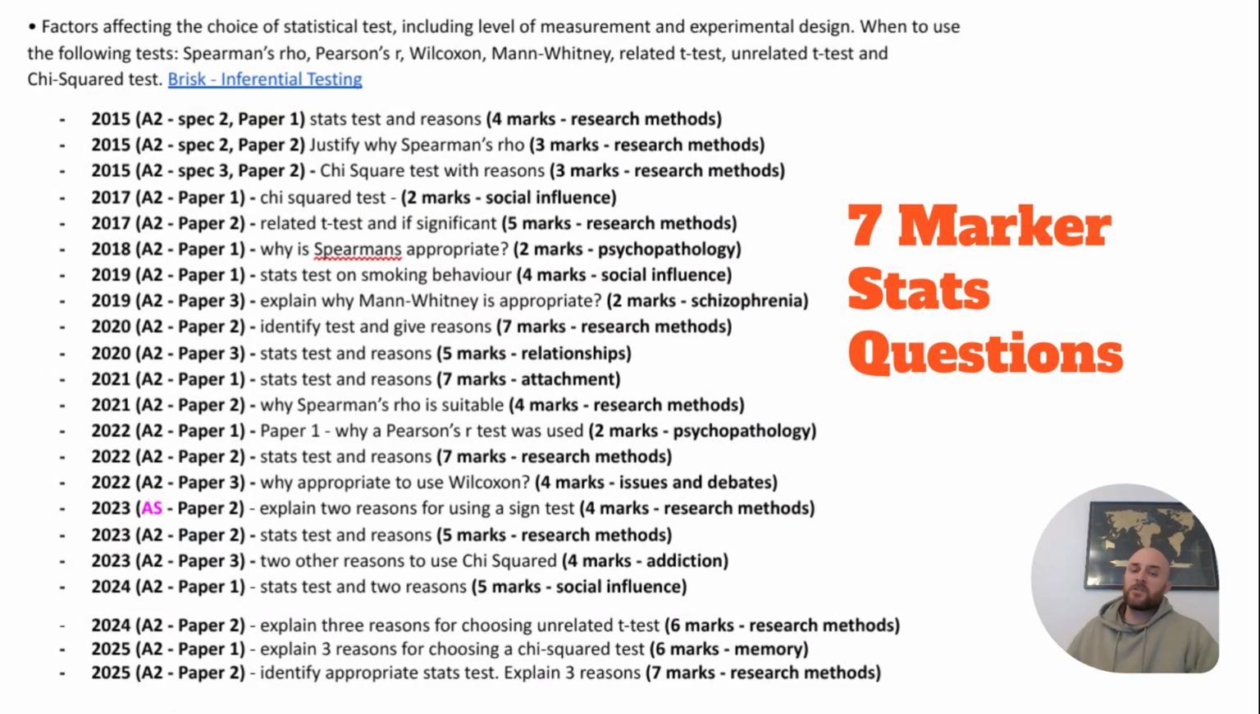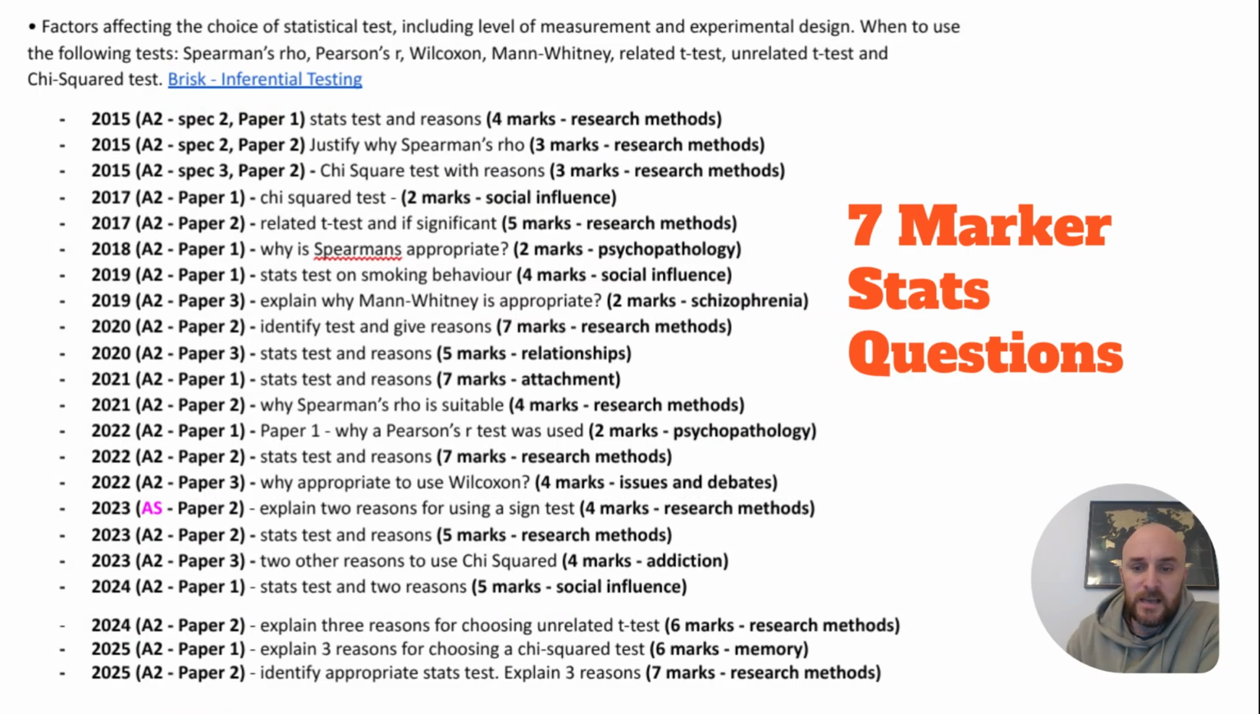And if you have a look at 2020, paper 2, it was the first time they asked you to do a seven marker, and they've now done that 4 times in 5 years. If you can answer a seven marker stats question, you can answer any of those questions that are on there. And what I want to do is I want to go through the structure of that, give you an example, and then show you a model answer response to it as well.